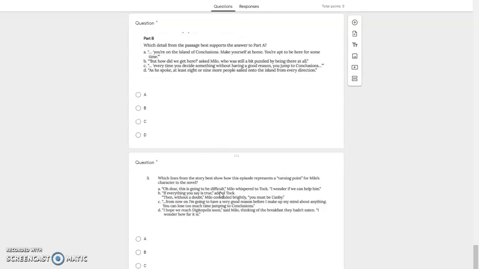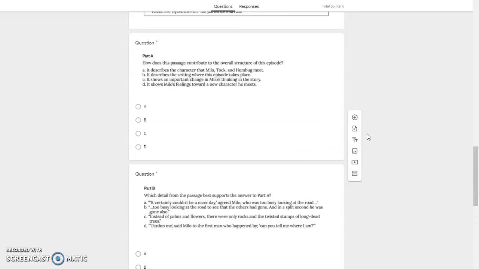Which line from the story best represents a turning point for Milo's character in the novel? Oh dear, this is going to be difficult, Milo whispered to Tock. I wonder if we can help him. If everything you say is true, added Tock, then without a doubt, Milo concluded brightly, you must be Canopy. From now on, I'm going to have a very good reason before I make up my mind about anything. You can lose too much time by jumping to conclusions. I hope we reach Digitopolis soon, said Milo, thinking about the breakfast he hadn't eaten. I wonder how far it is.